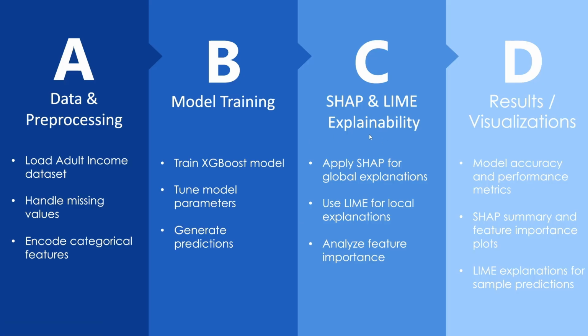And then we implemented the SHAP and LIME explainability features. We use SHAP for global explanations, and it also gives local explanations. We use LIME specifically for local explanations. Both of these help us analyze feature importance. And then from there, we analyzed our results, such as the model's accuracy and performance metrics, and took a look at the feature importance and the plots produced by SHAP and LIME.